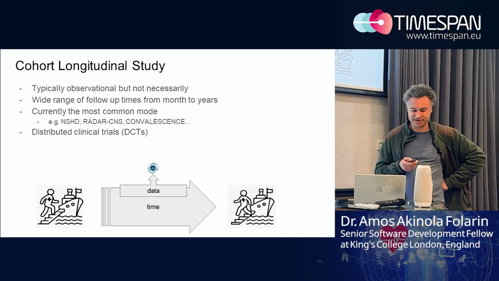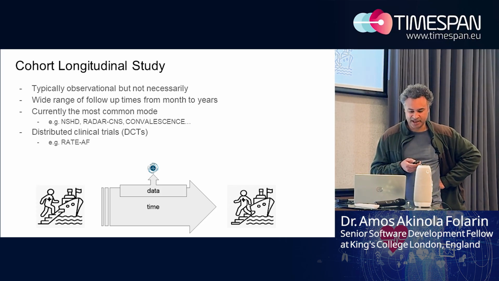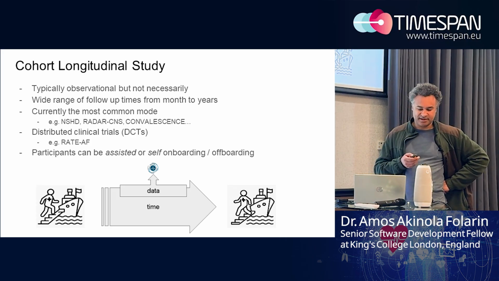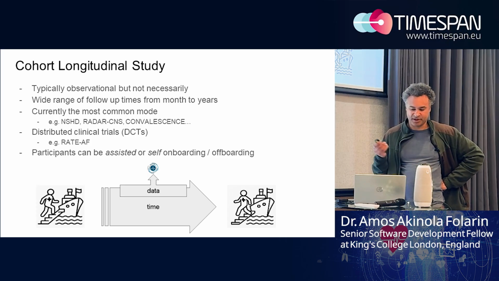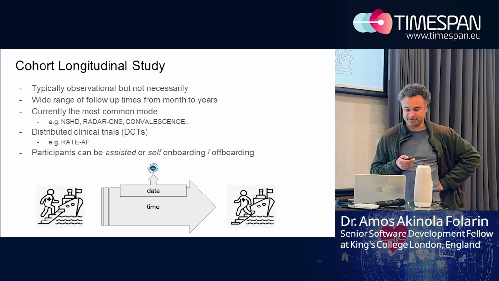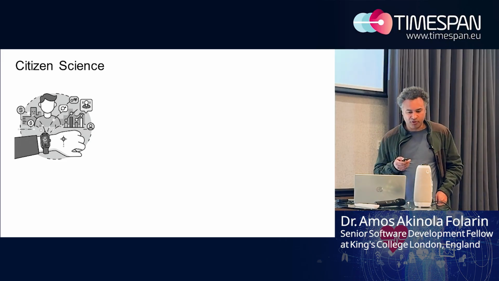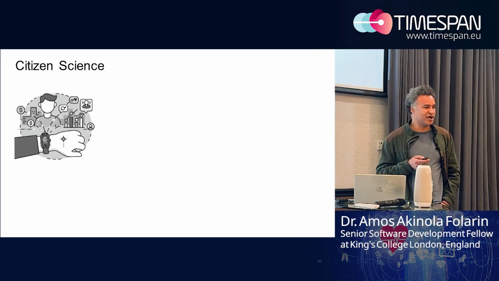Yeah, there were some decentralized clinical trials more recently. The work on atrial fibrillation is a trial testing some compounds. And then participants can either be self-onboarded or they can be assisted to be onboarded. Yeah, essentially we just follow them up through time. It's pretty straightforward.